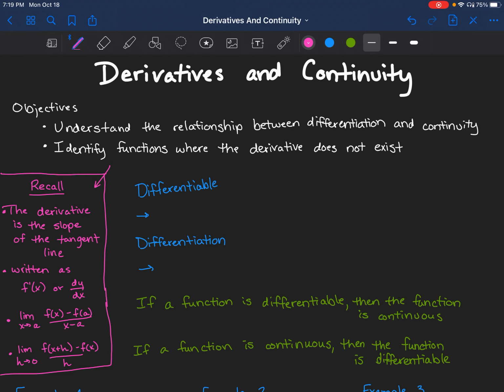First and foremost, the derivative just represents the slope of the tangent line or the slope of the function. We can write it as f prime of x, which is f with an apostrophe, or we can write it as dy dx. That's just saying the change in y divided by the change in x.